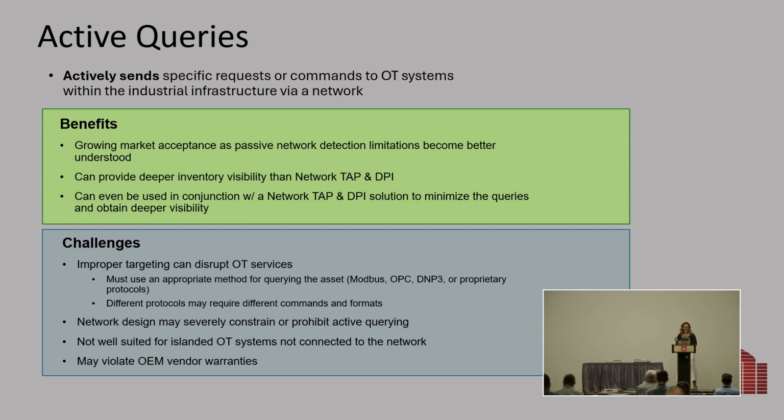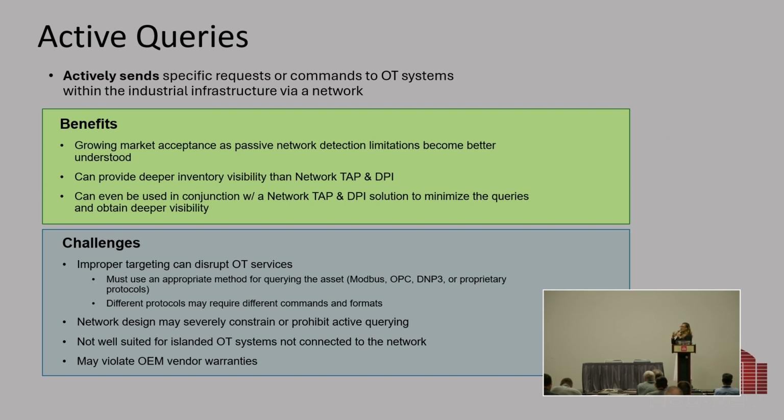Challenges to that are, improper targeting can disrupt OT services, especially in an environment that doesn't have just one vendor. Some smaller plants are all going to use Rockwell, or all going to use that one vendor. In a way that works because Rockwell will have something like Asset Center, and they'll have ways where you can just manage the assets because it's all from the same vendor. But when you're working with different vendors and different systems, you have to craft the queries in specific ways using specific protocols. Different protocols may require different commands and formats.